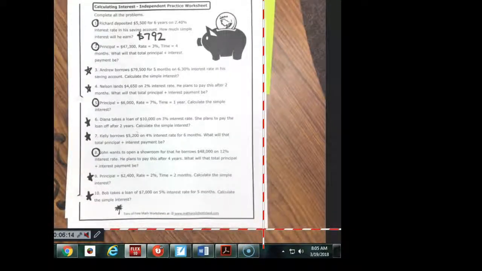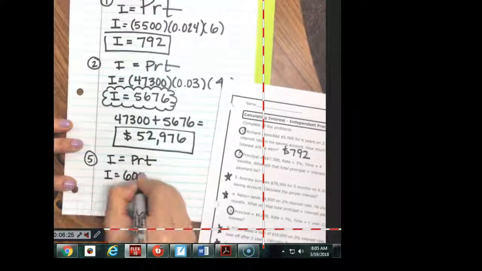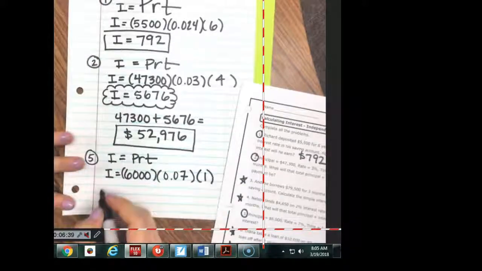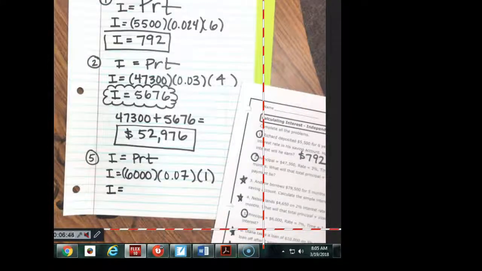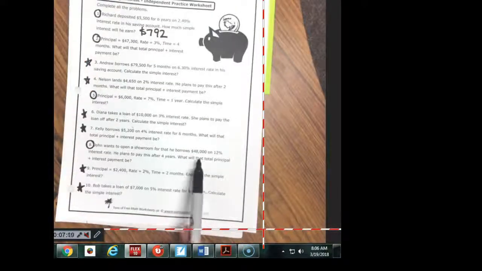Let's take a look at number 5. Number 5 is a single step problem. So remember, you have your formula, plug in what you know, leave out what you don't know. I know the beginning amount was $6,000. And remember, the interest was 7%, but you have to move the decimal over twice. When you type that in your calculator, you get a total of $420.